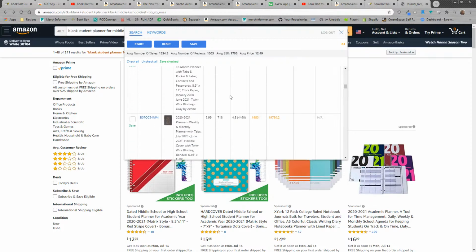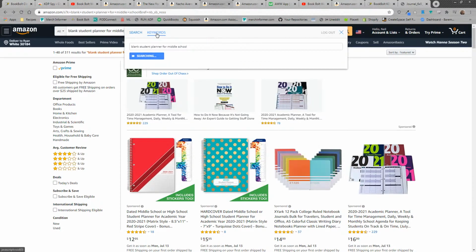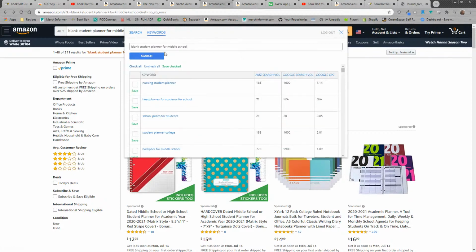You can come in here now. Again, we have to tell ourselves: do these keywords get searched for? Like, are student planners an actual keyword? So you can come over to the keyword tab, and this is going to give you a bunch of different keywords that are related to what you typed in. So let's just go ahead and type in student planner and click search and give it a second here. All right, so here's a bunch of different keywords with Amazon search volume.